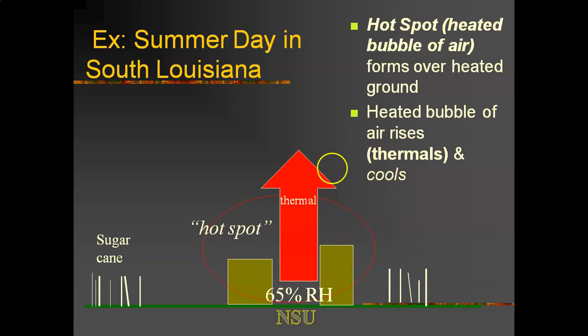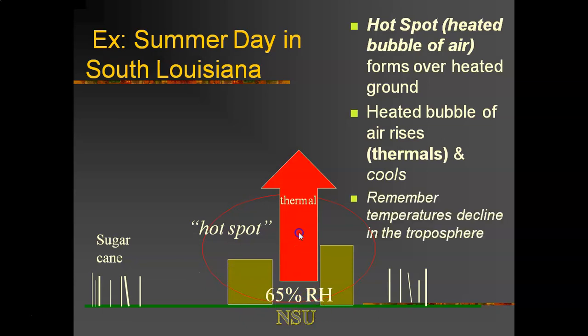Now the important thing is that this heated bubble of air is going to rise and it's going to cool. Remember, as we're rising in the troposphere, what is going on to temperature? Temperatures decline in the troposphere. You remember that, right? It gets very, very cold by the time you're about 9 miles up. It's 60 or 80 below zero, and at the ground it's maybe 70, 80, 90, whatever. So as this hot spot, this thermal, rises, temperatures are going to cool.